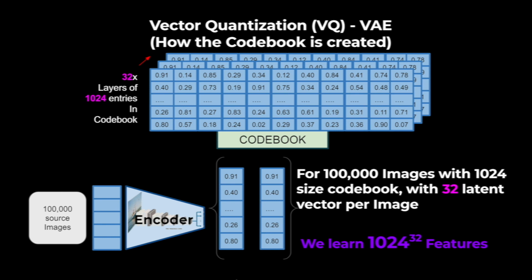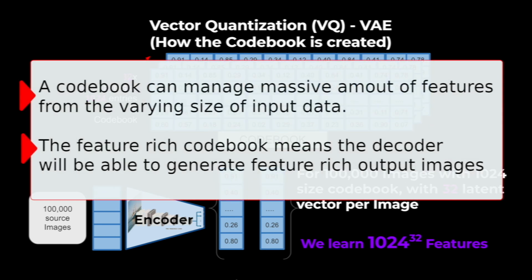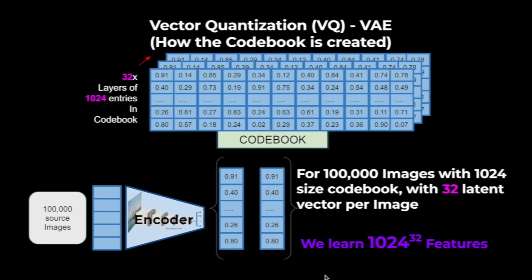And these features can be created by 100,000 images or by 1 million images or 50,000 images. So the size of images will not matter. What matters is the features extracted from these images in the codebook. Having a very large size of features means more latent vectors per source data or image. It means the codebook will be rich enough to have most of the features acquired from the source images, which will result in better image generation during the decoding process.